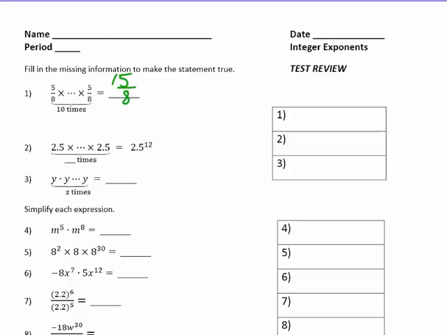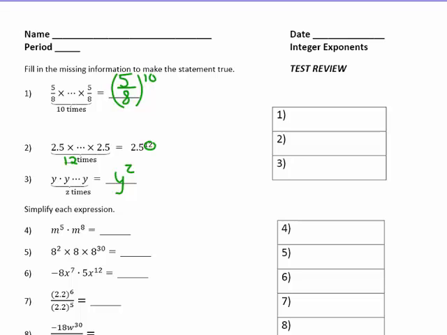But that means 5/8, sorry, with an exponent of 10. Making sure that you put your fraction into parentheses. Here we have the 12 tells us that I'm doing this 12 times, 2.5 to the 12th. Now we're using some variables, so my base is y, and they're telling me that I'm doing it z times, so y to the z power.